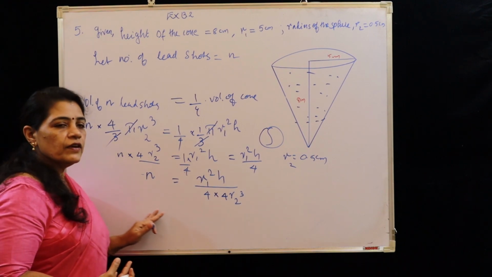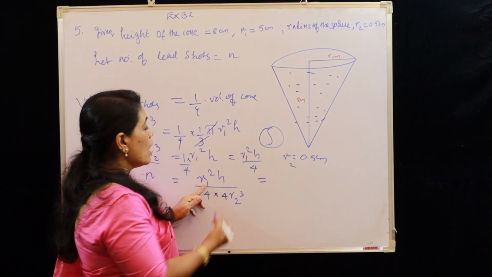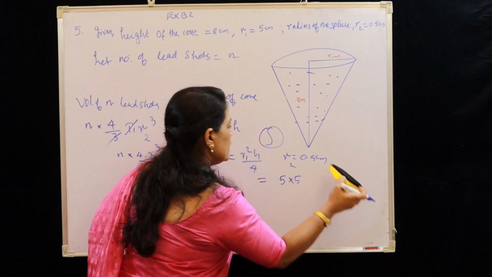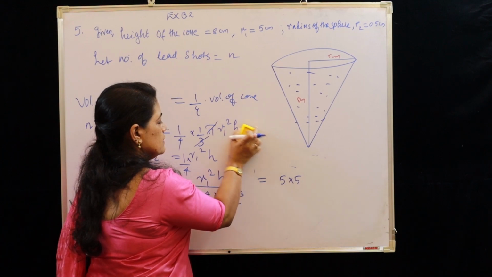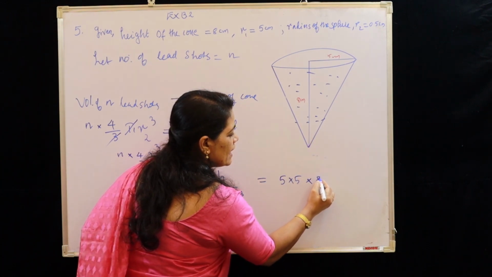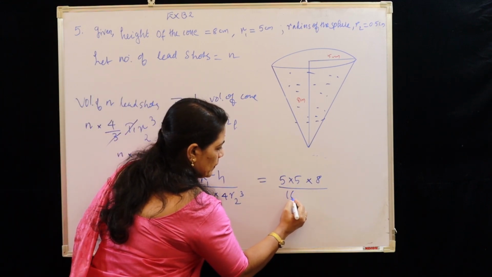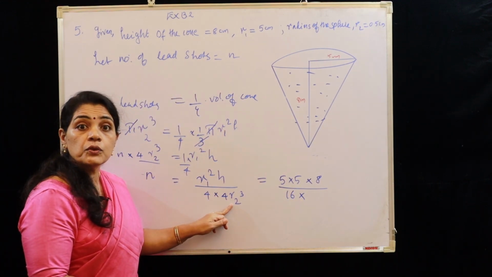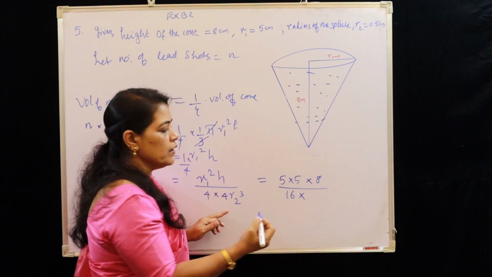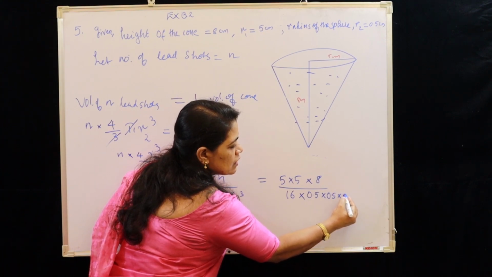Now in the final step we are going to substitute the values. So this can be equated to R1 square, R1 is 5, that is 5 into 5, then h, the height of the cone, is given as 8, divided by 4 into 4, that is 16, into R2 cube. R2 is the radius of the sphere, that is the lead shot, which is 0.5 into 0.5 into 0.5.